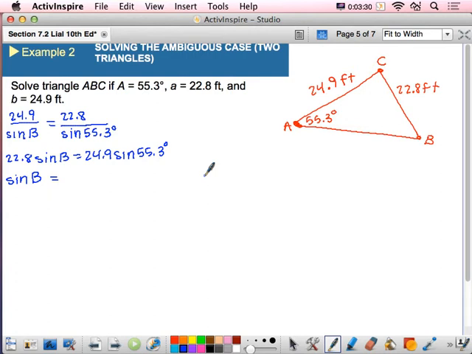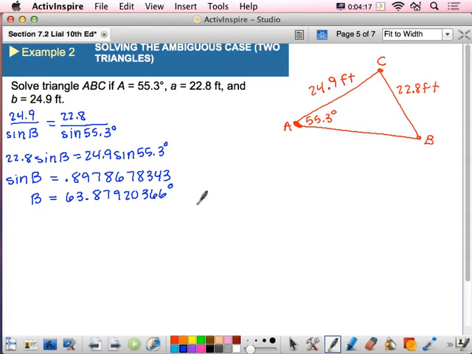Can you guys tell me what sine of B has to be? 0.8978678343. That's what sine of B has to be. Is that possible? Yes. So I expect to get an answer from it. Make sense? Use the inverse on that, second sine, and tell me what angle B is according to your calculator. 63.87920366.